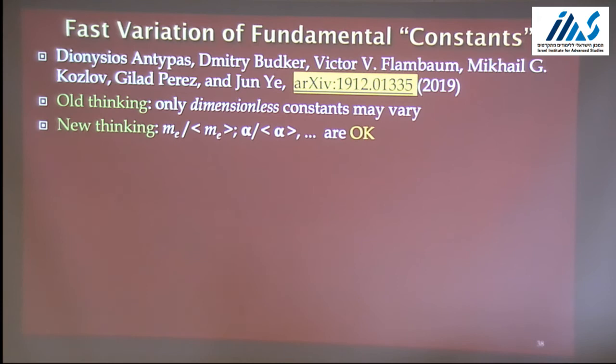Because now, if something is changing rapidly on the scale of the experiment, what you can do is form again this dimensionless ratio of the instantaneous value of some parameter to its time average value. So your fast oscillation brings a new notion here, and now you can actually talk about variation of M and variation of electric charge, if you like, and so on.